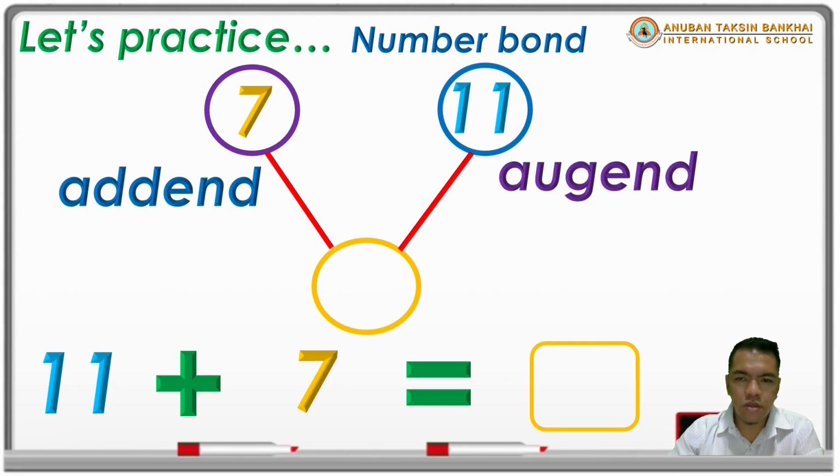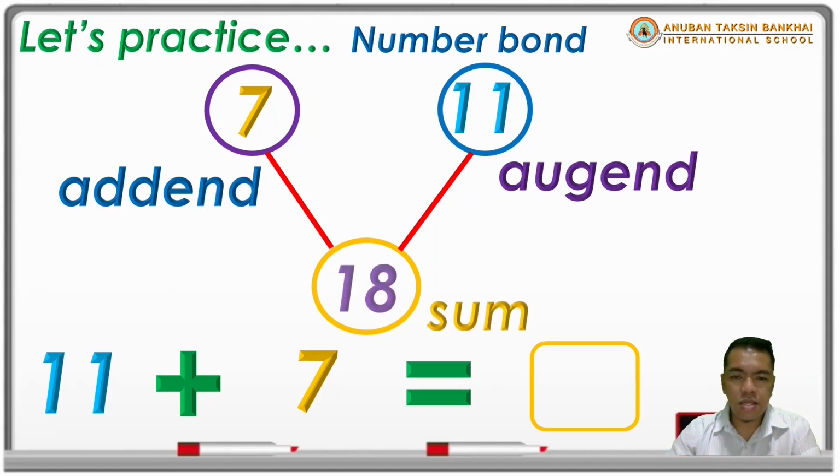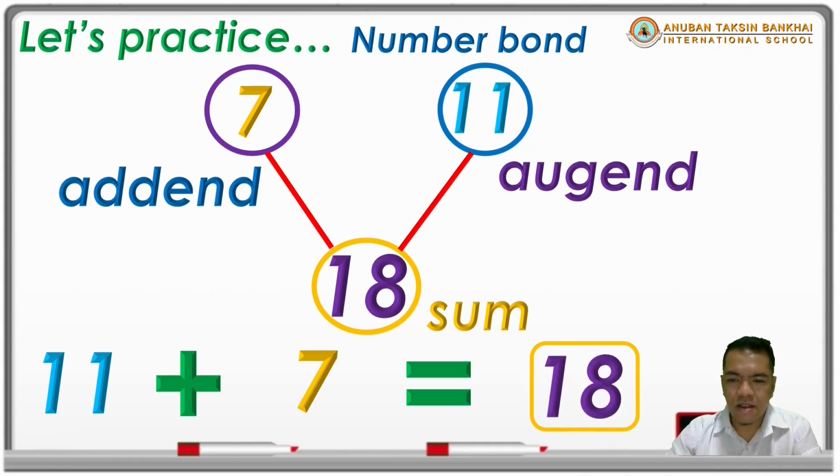Let's count on. Let's start with our origin. 11, 12, 13, 14, 15, 16, 17, 18. Our sum is 18. 11 plus 7 is equal to how many? 18. Is it right? Good.